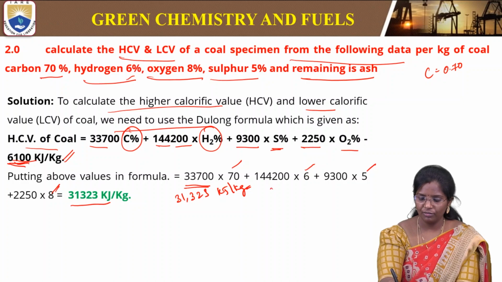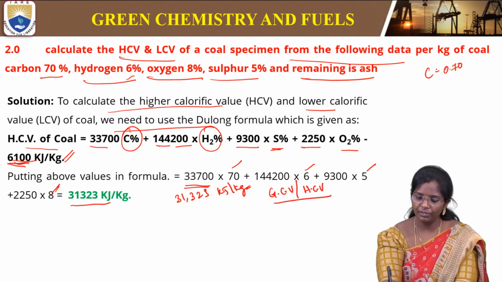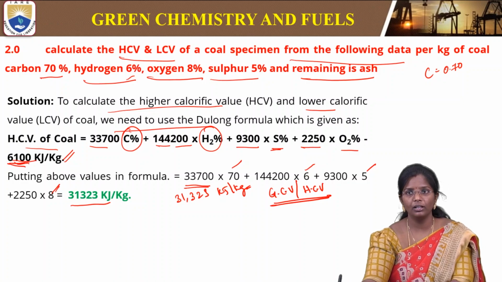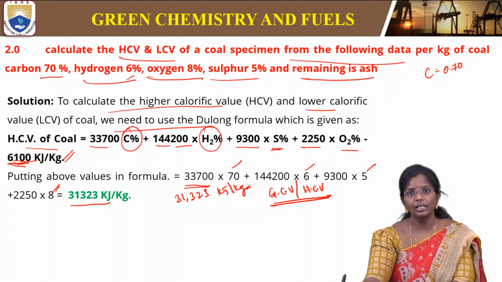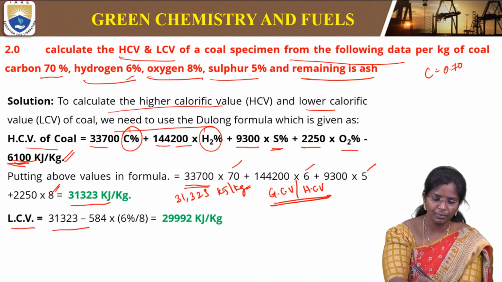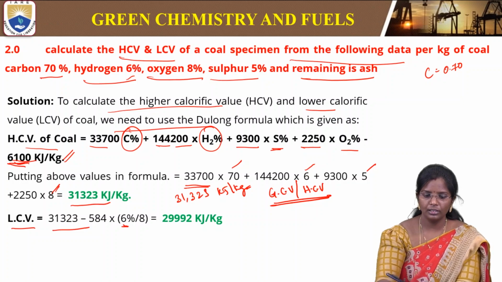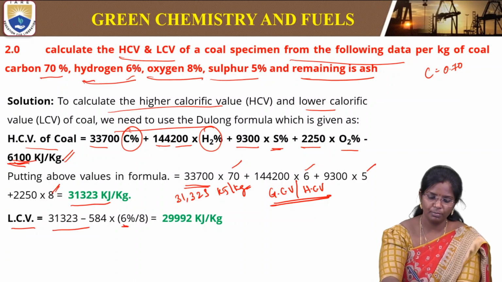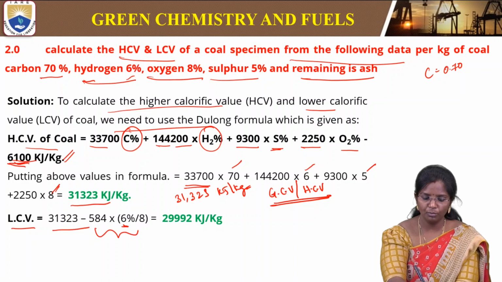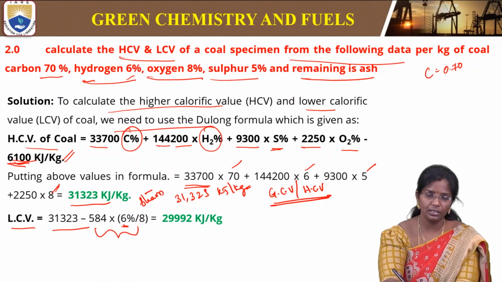So this is the value for GCV or HCV. Even if it is GCV or HCV, it is the same thing, gross calorific value or higher calorific value. Next, LCV is HCV minus 584 into 6%, which is nothing but the hydrogen by 8. So this will remove the steam. So we are removing the steam value.